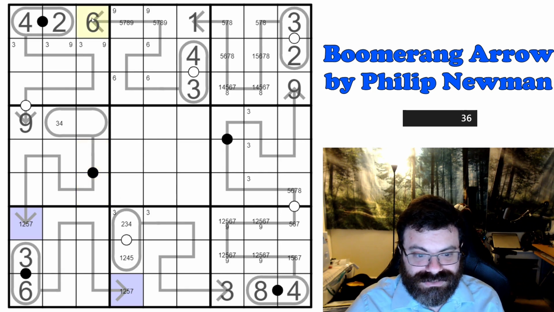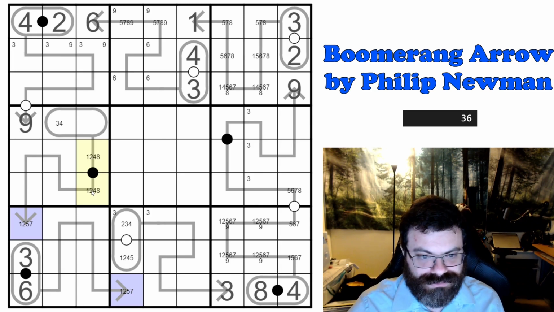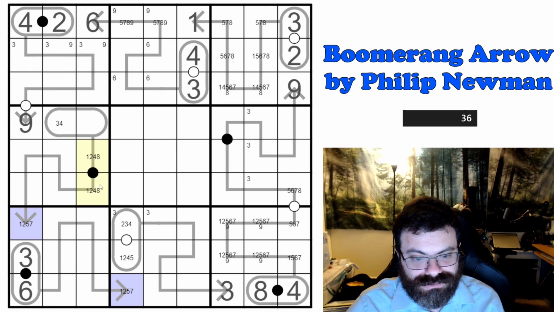This can't be 3, 6 because there's a 6 in the column. So it's 2, 4, or 8, or 1. This also sees a 3, so this is 1, 2, 4, or 8. Four is one of these two.